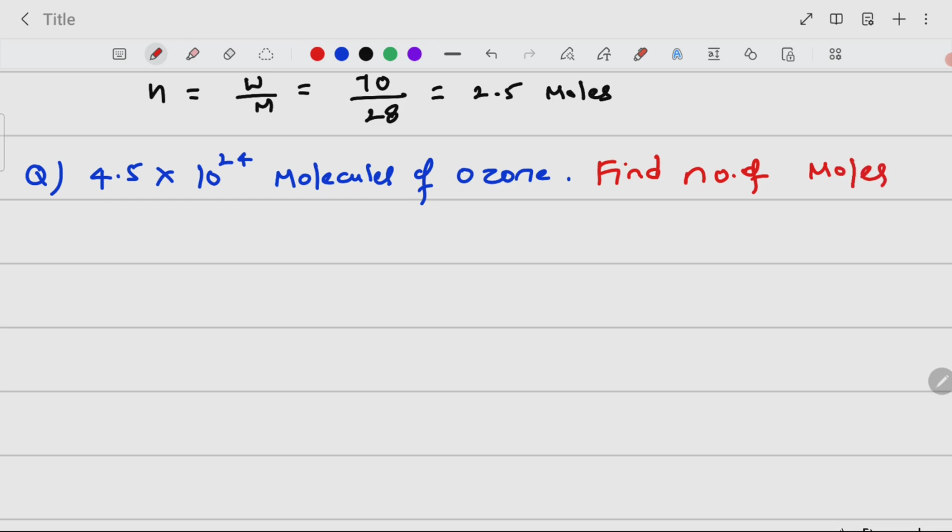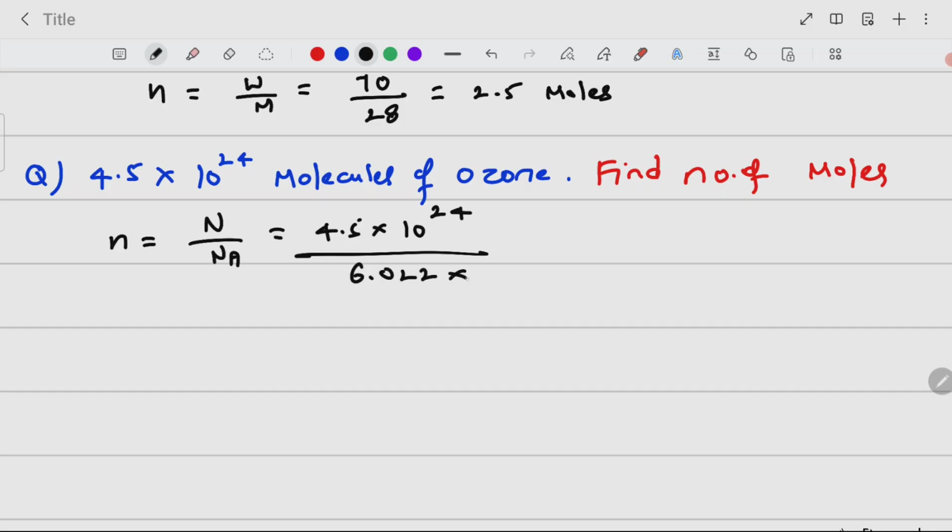They gave information about a number. So how do we need to do it? We already know the number of moles is equal to N by Na. So 4.5 into 10 power 24 molecules is given. Avogadro's number we know is 6.022 into 10 power 23. So approximately you can say around 7.5 moles. 7.5 moles, approximately, we are getting here.